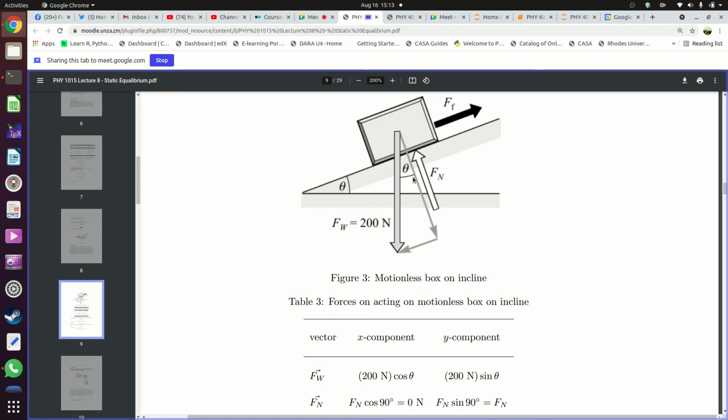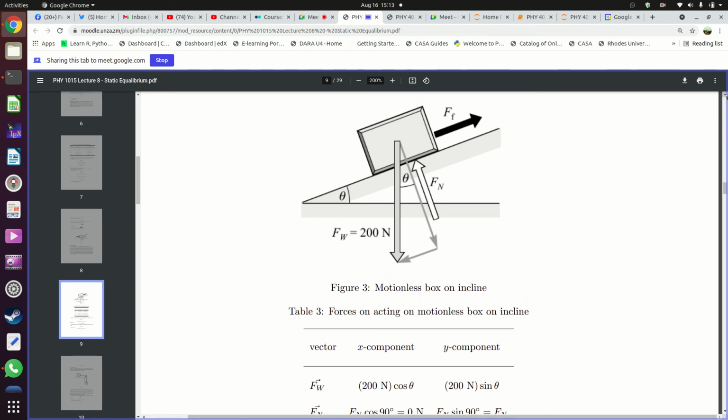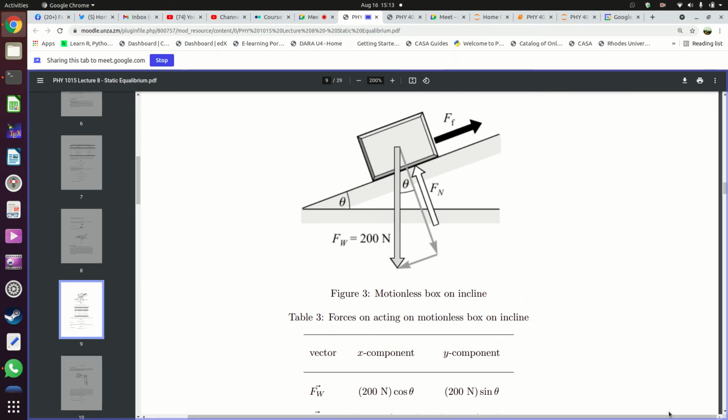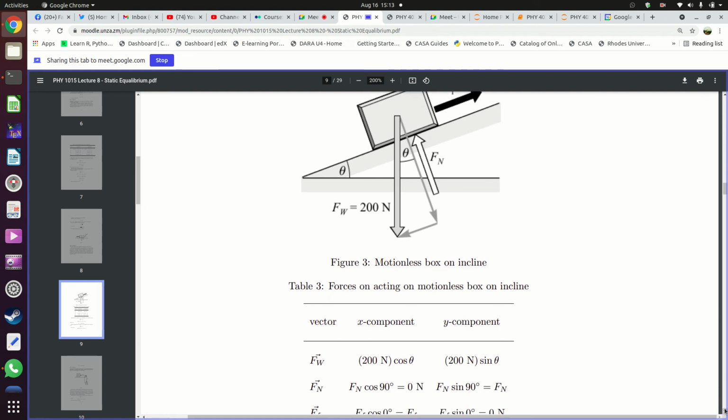Okay, so I think we'll stop here. Let me try to redo this from a different perspective, and see if we get something which makes more sense.